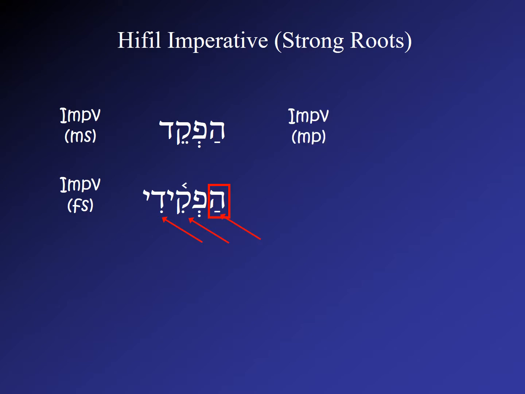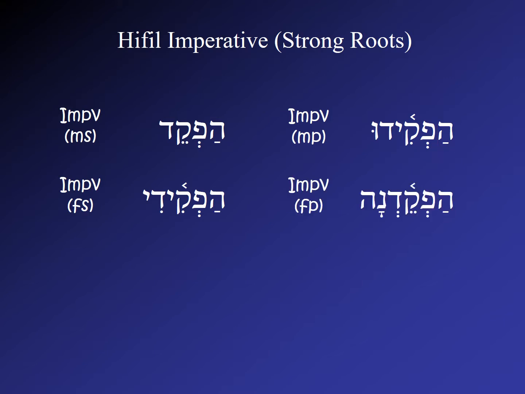Now the imperative masculine plural, you can work out from the previous two forms, will be hafkidu, with the he preformative, the patach, and the infixed hirek yod, and then the familiar ending to the masculine plural imperative. Then the feminine plural, hafkedna, he preformative, patach, E-class vowel, and then our na ending, which you know from the kal imperative.